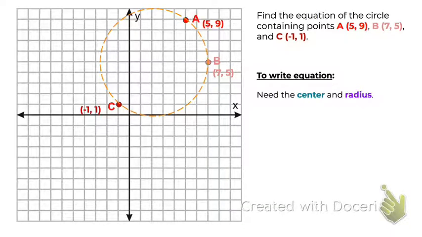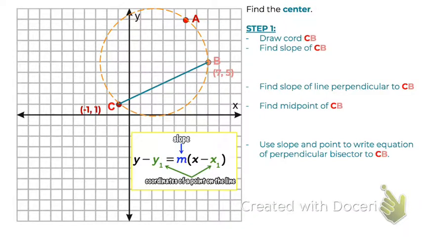So in this video, we are going to go over how to write the equation of a circle when you're given three non-collinear points. So 3 points that are not all on the same line. In order to write this equation, you need to find the center of the circle and the radius, and then you substitute those into the formula.